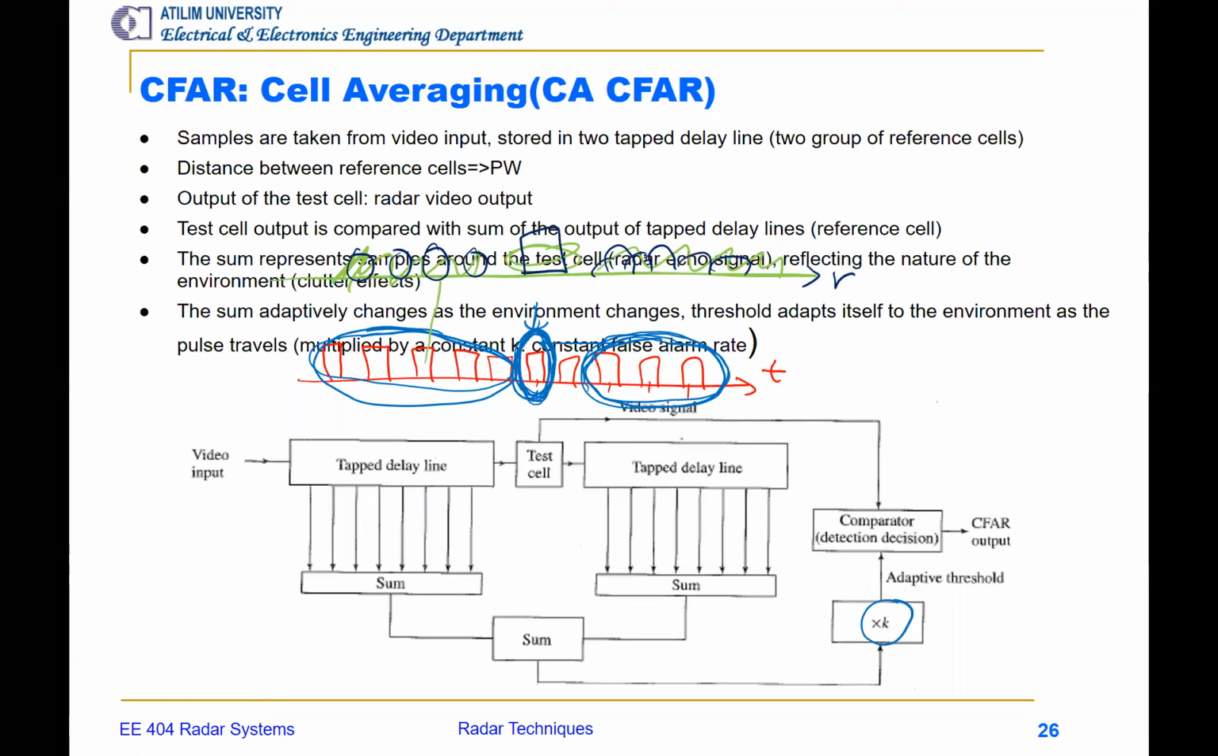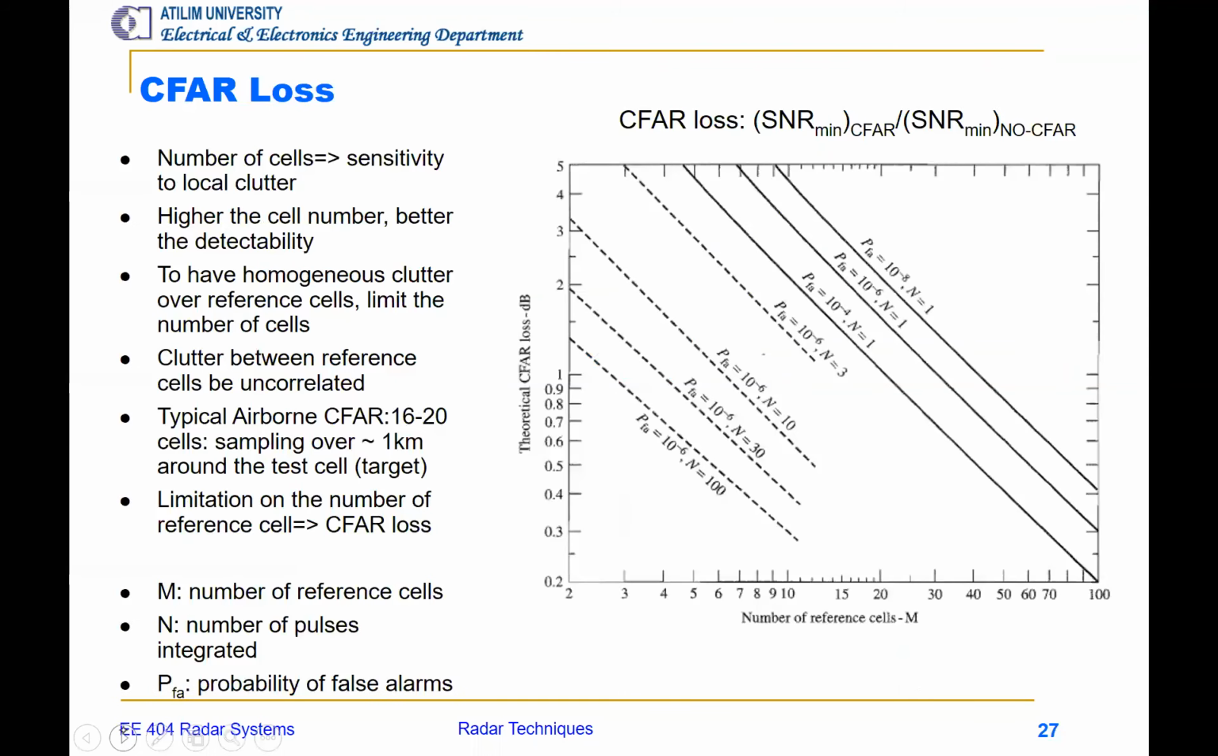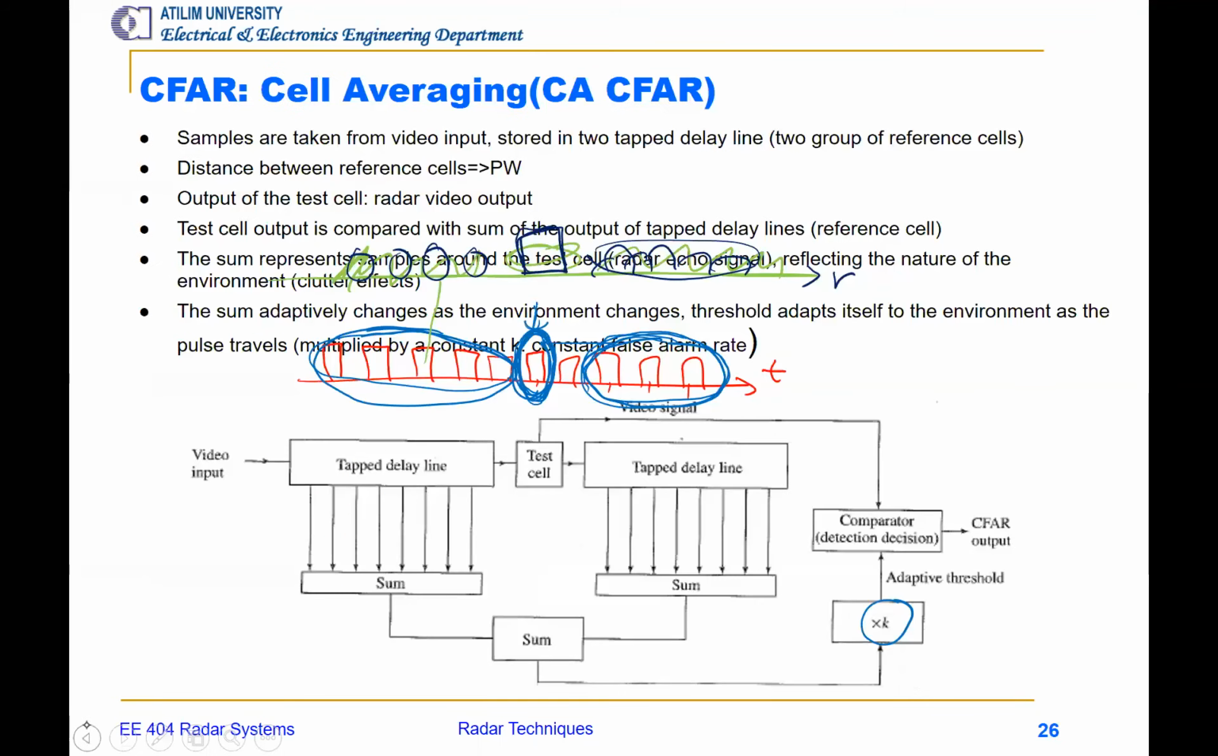So if there is a strong signal coming from this clutter, then I can increase the threshold so that the false alarm rate will be somehow fixed. That's the idea. Then the question is, how do we determine the number of cells in this step delay line? How many cells is the best number, or the optimal number of pulses?